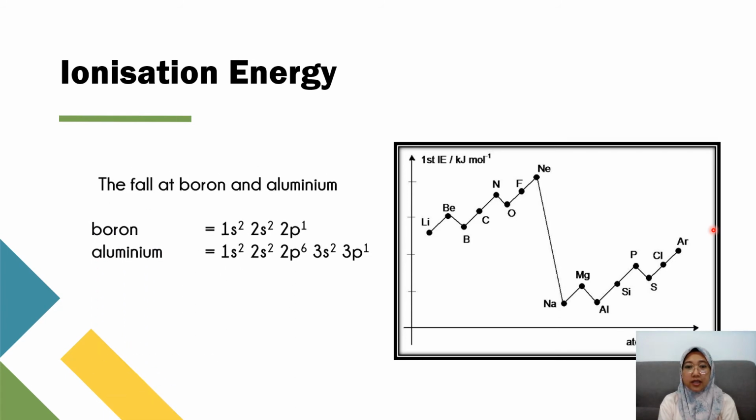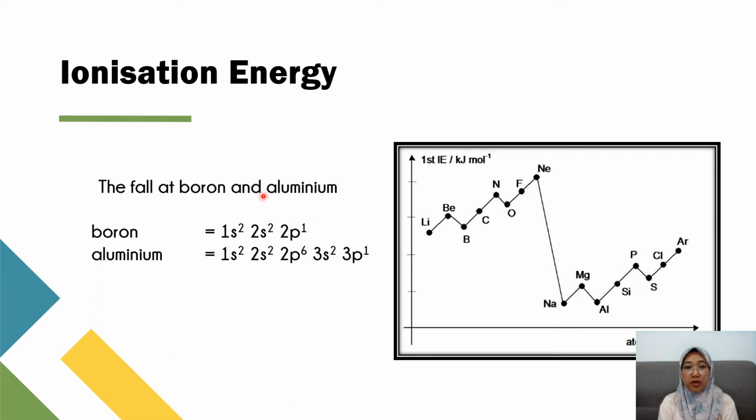Okay, jadi kita tengok the fall at boron and aluminium. Okay, so kita tengok sini, dia upward tapi ada slightly broken. Okay, dekat boron dengan aluminium. So boron electronic configuration is 1s2 2s2 2p1, aluminium 1s2 2s2 2p6 3s2 3p1. Okay, boron untuk period 2, aluminium untuk period 3. Okay, boron and aluminium in the same group. Okay, that is group 13.